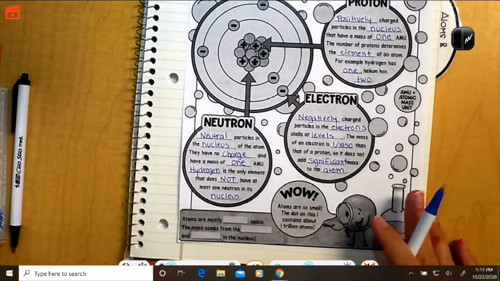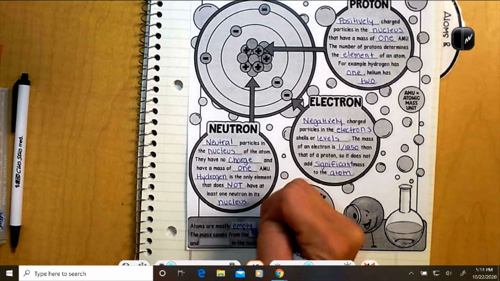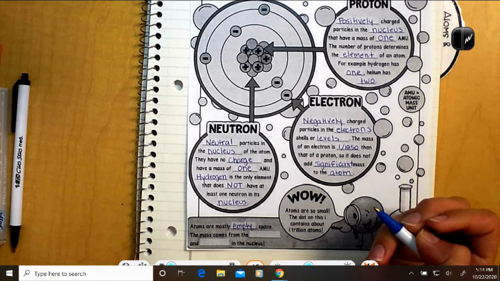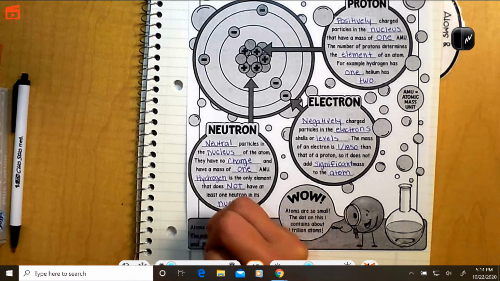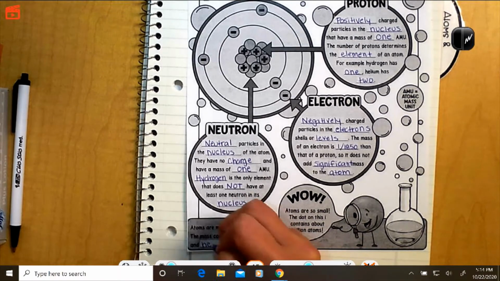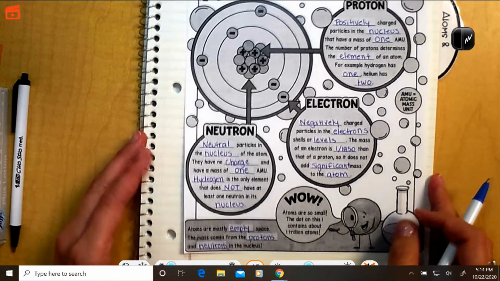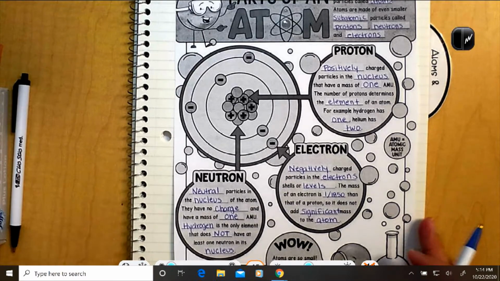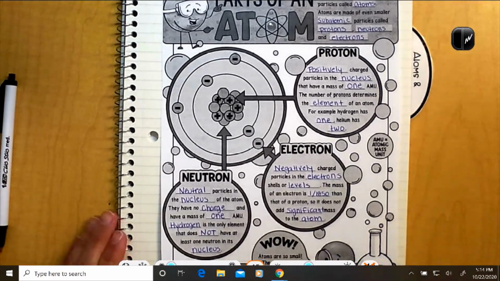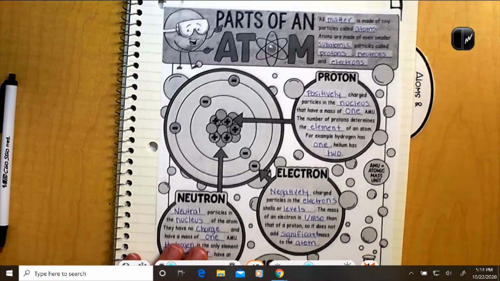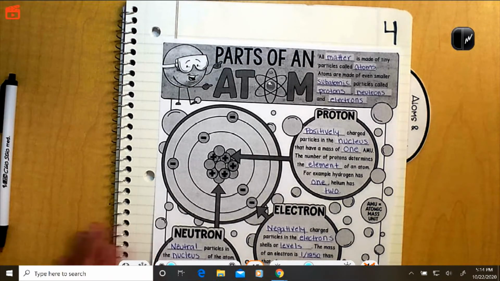Okay. So this is just another part. Atoms are mostly empty space. Were you right? The mass comes from the protons and the neutrons in the nucleus. Excellent. You were right, probably. So once you've gotten all the correct answers, you can always go back and double check. Make sure you get this glued onto page 4. And congratulations, you're done with page 4.